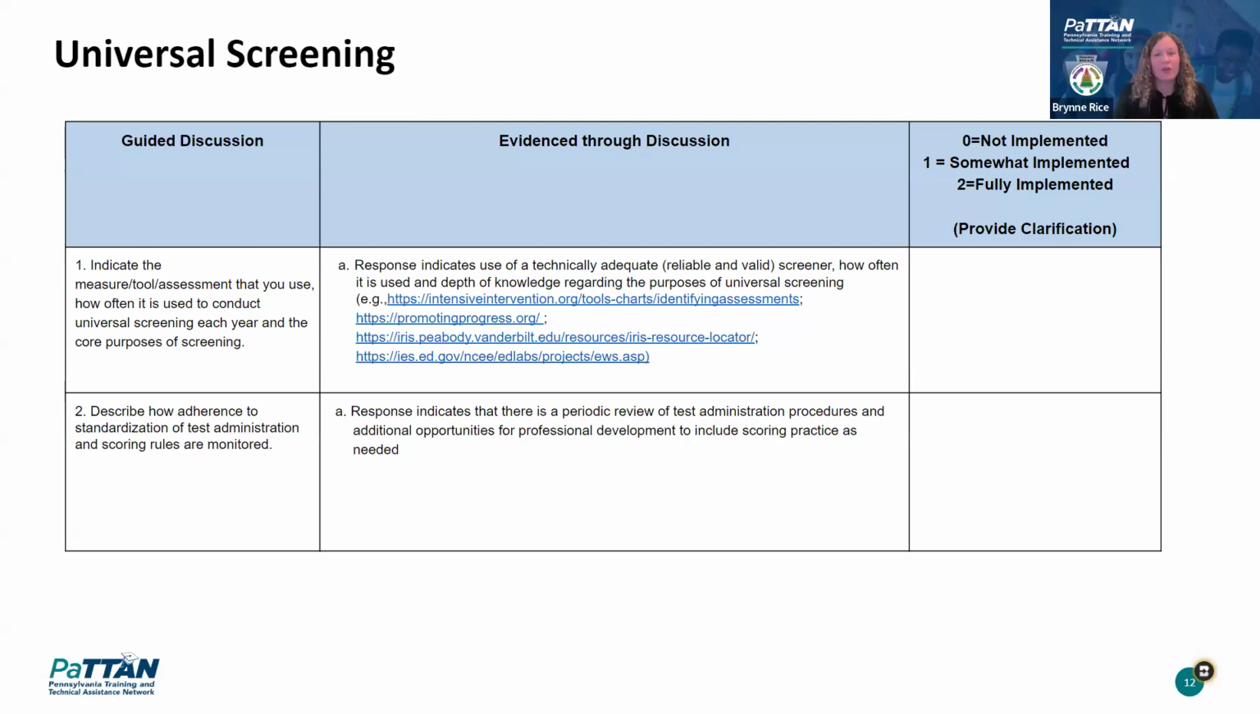Next, the team should consider whether the administration and scoring of the screener is standardized, adhering to the established guidelines. This includes discussions on how educators are trained in both administering and scoring the screening tool to ensure consistency and accuracy.